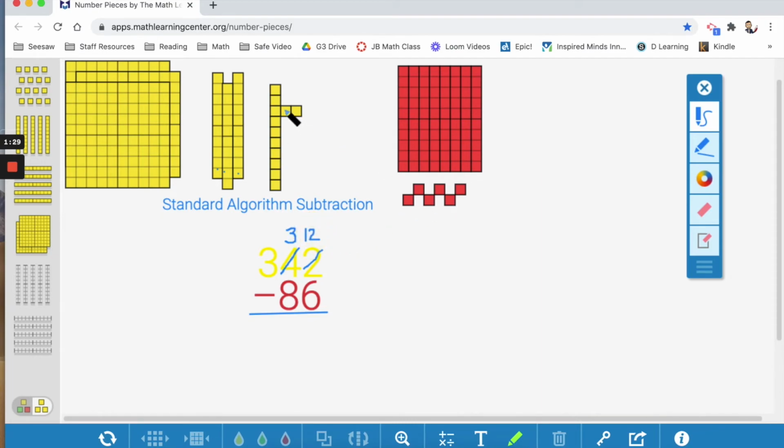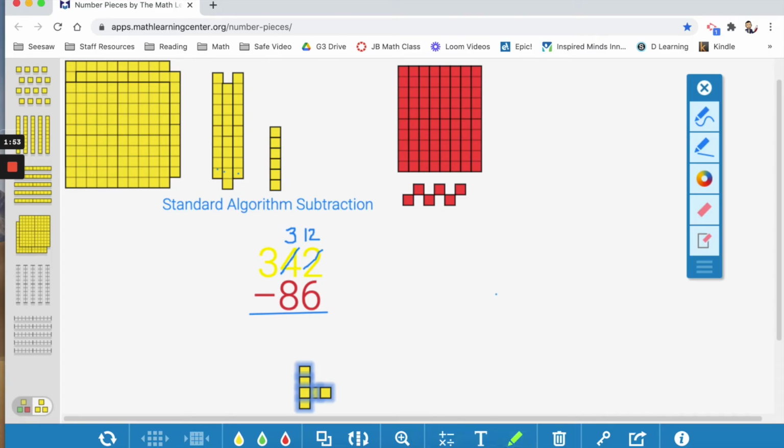Now that we have 12 ones, we can easily take 6 away. So I'm going to grab 6 ones from here. 2, 4, I believe that would be 6 right here. And I'm going to pull those 6 and put them right down here. And that's going to leave me with 6 because 12 minus 6 is 6.